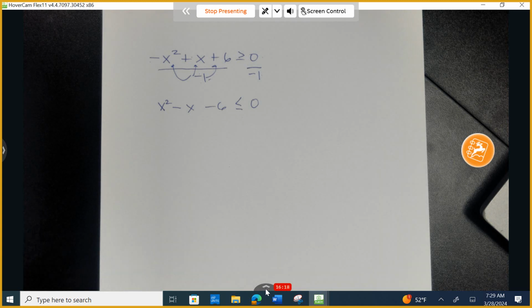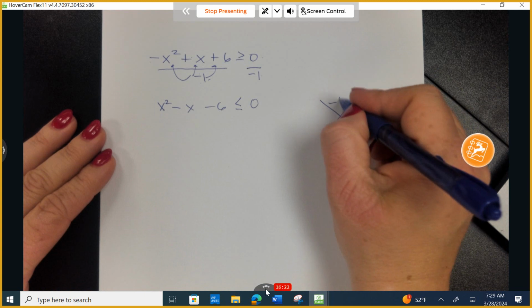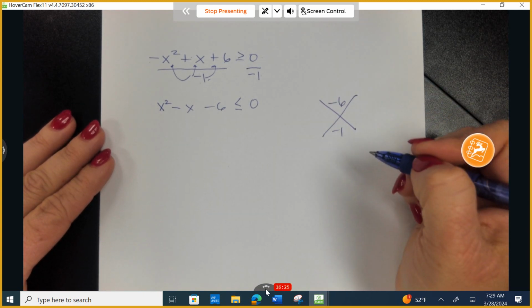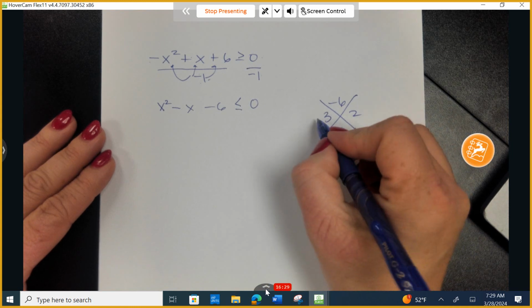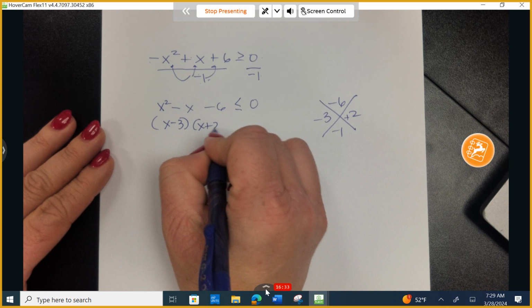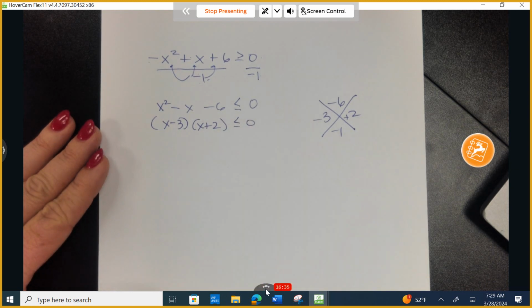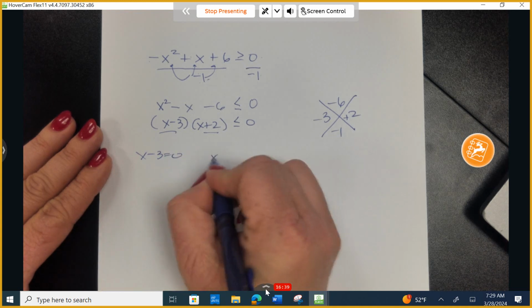Some of you can just do this in your head. That's awesome. I'm going to come off to the side. I'm going to see, can I factor this? What multiplies to give you -6 and combines to give you a -1? 3 and 2, and the larger one needs to be negative. Okay, so I'm going to come over here, and I have x minus 3 and x plus 2. All of that is good. I'm going to set each one of these equal to 0, and I'm going to solve.